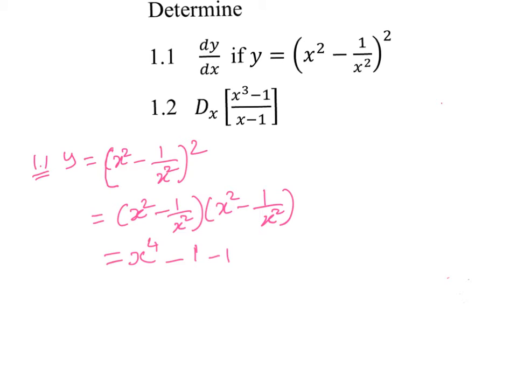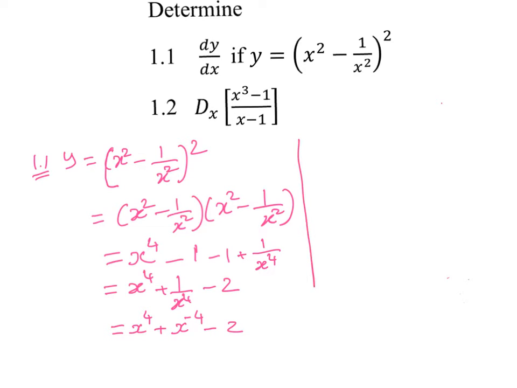And negative 1 over x squared times negative 1 over x squared will give me positive 1 over x to the power of 4. So I got three terms actually: x to the power of 4 minus 2 plus 1 over x to the power of 4. Now I simplify further so that everything is in power form. So this I will write as x to the power of negative 4, minus 2.